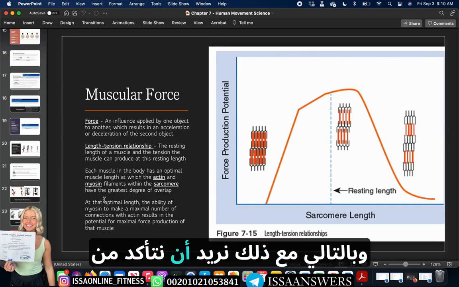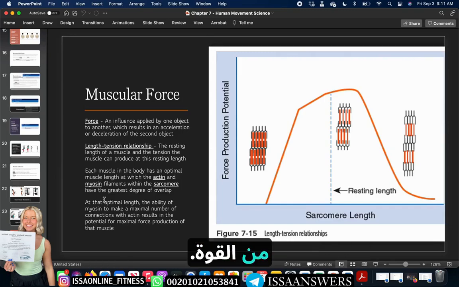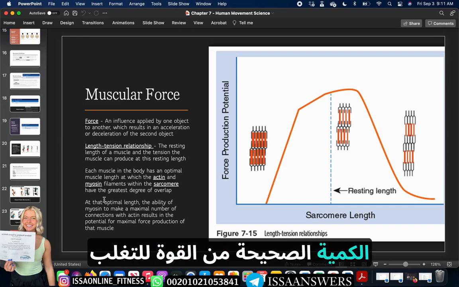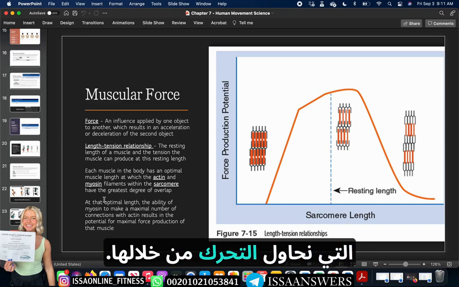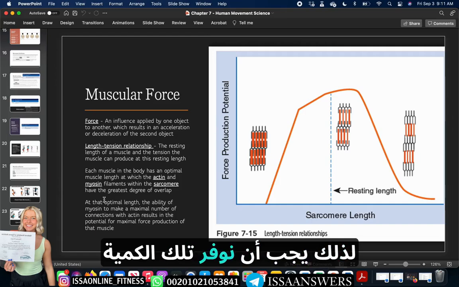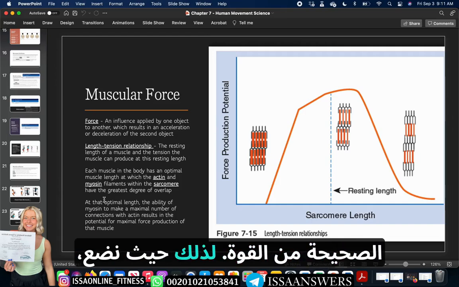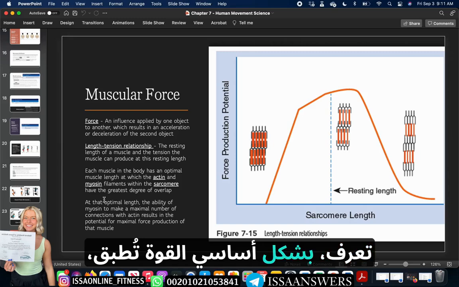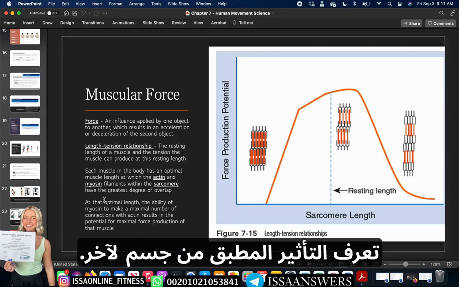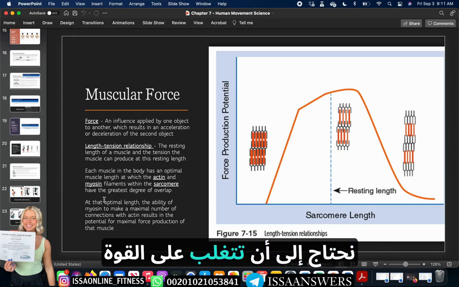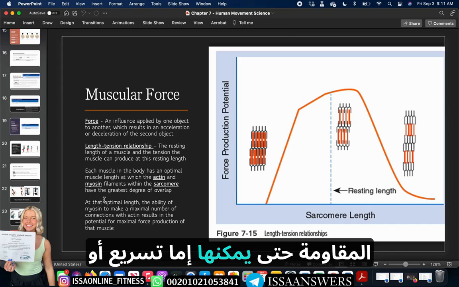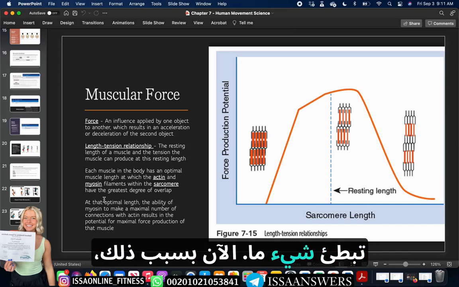So with that, we also want to make sure that we're providing the right amount of force. We said we have to have the right amount of force to overcome the load, or the intensity, or the resistance that we are trying to move through. So we have to provide that right amount of force. Basically, force is the influence applied by one object to another. So if we provide muscle force, we need to have it overcome the resistive force so that it can either speed up or slow down something.